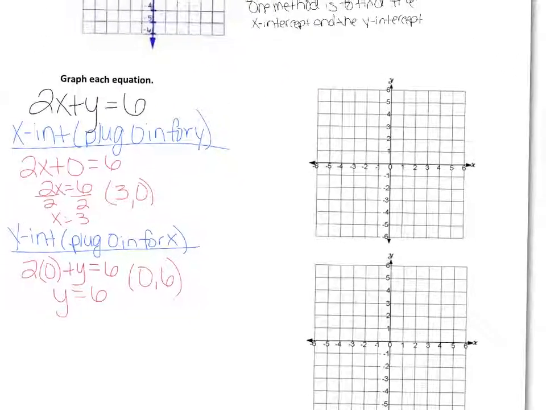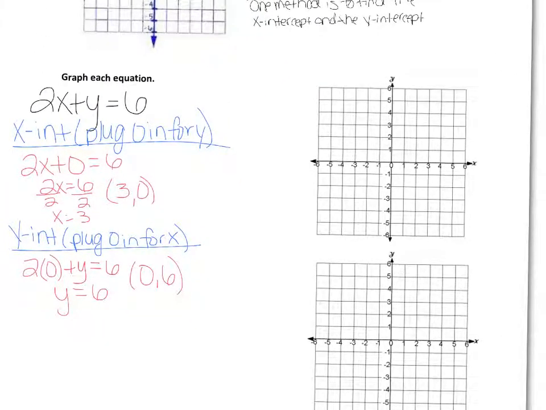So if I plot my x-intercept at 3 comma 0, I'm going to go to the right 3, plot my point. For my y-intercept at 0 comma 6, I'm going to go up 6, plot my point, and I have my line. And don't forget to add those arrows on the end because this line never ever ends. It goes on forever. Yay. So doesn't it end at the 3? Yes.